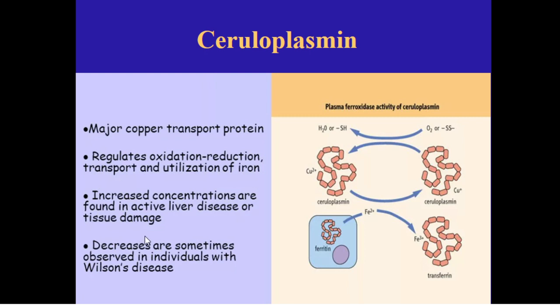This protein also transports copper, and as we said, regulates oxidation, reduction in transport and utilization of iron. Increased concentration of it shows liver damage because it is synthesized in the liver, and decreased concentration can be observed in a disease which is named Konovalov-Wilson disease.